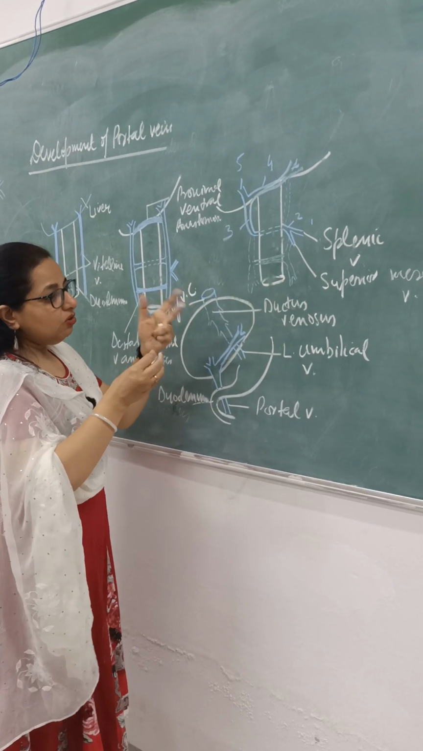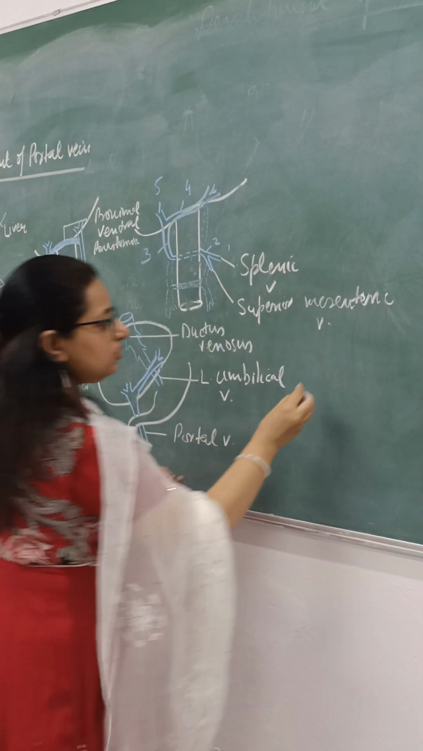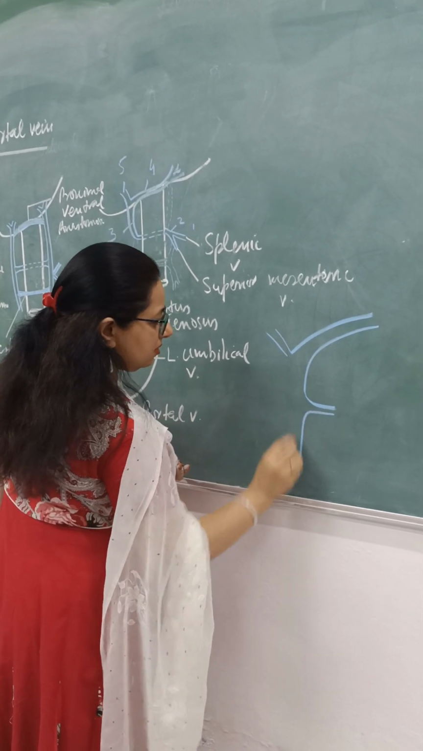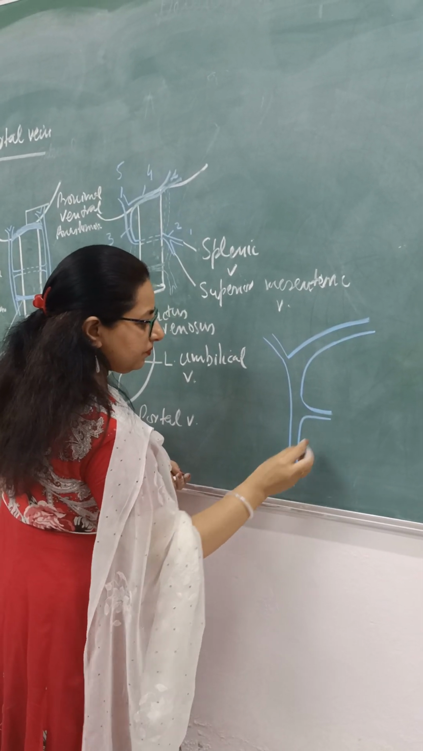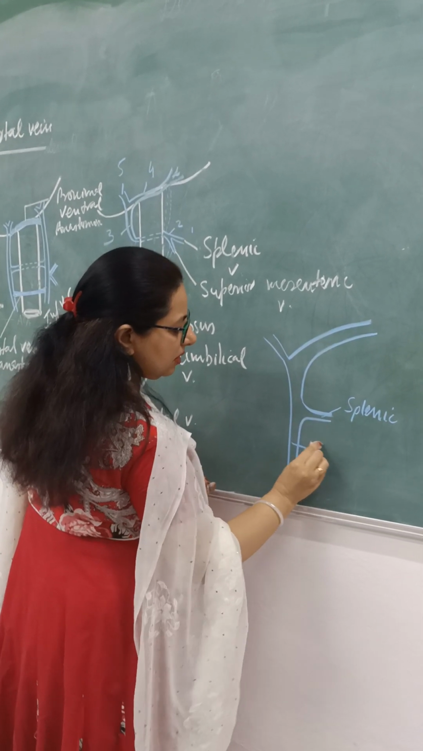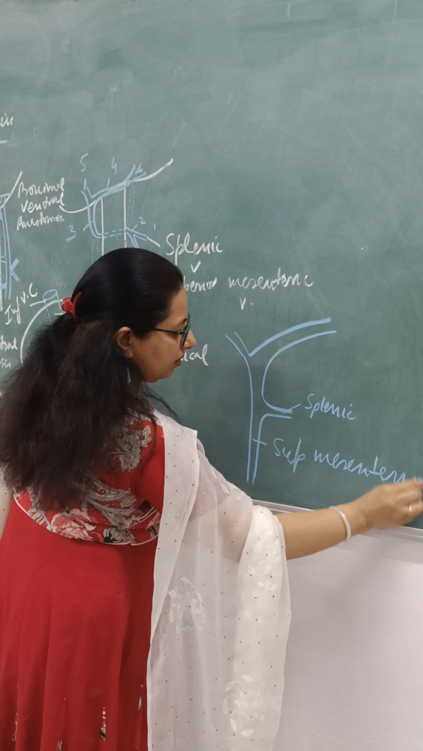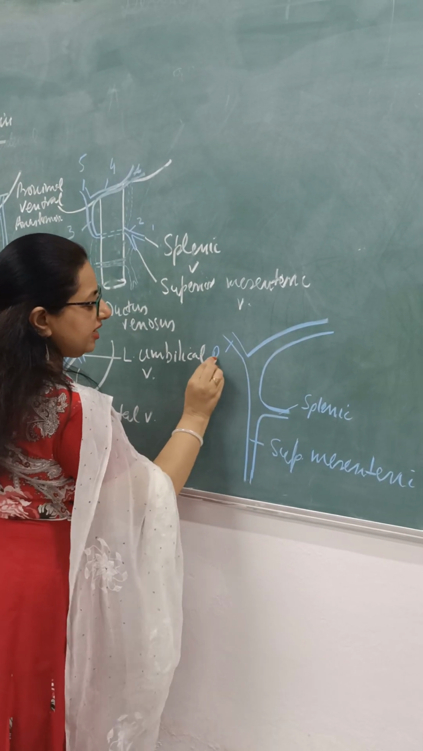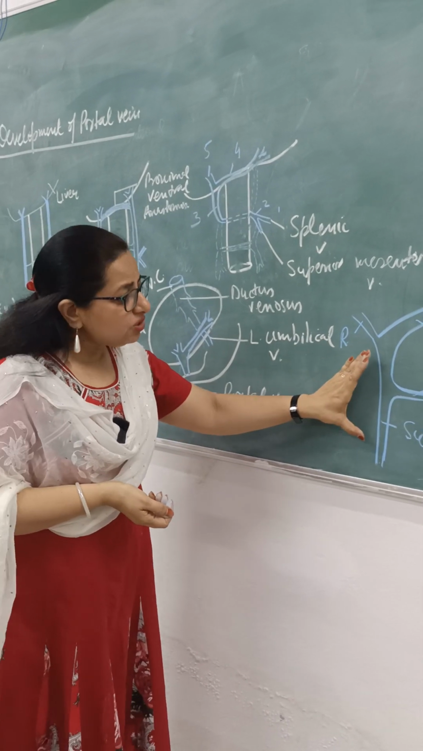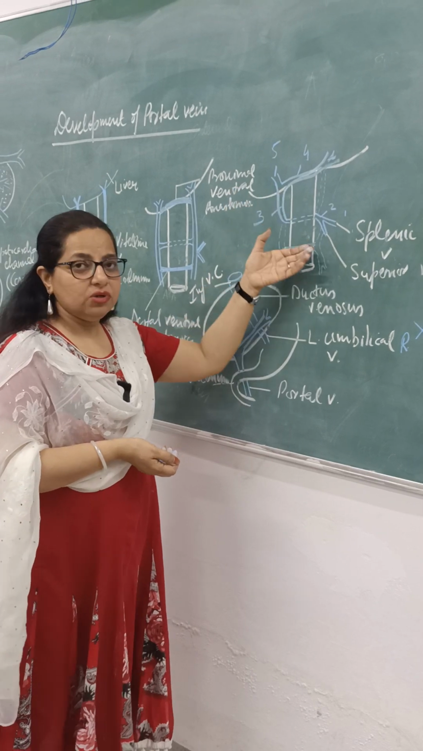Right? Now if you see the portal vein, it was something like this. This is how the arrangement is. There is the splenic and superior mesenteric, whereas this one is the right branch and this one is the left branch of the portal vein. This was the adult pattern.